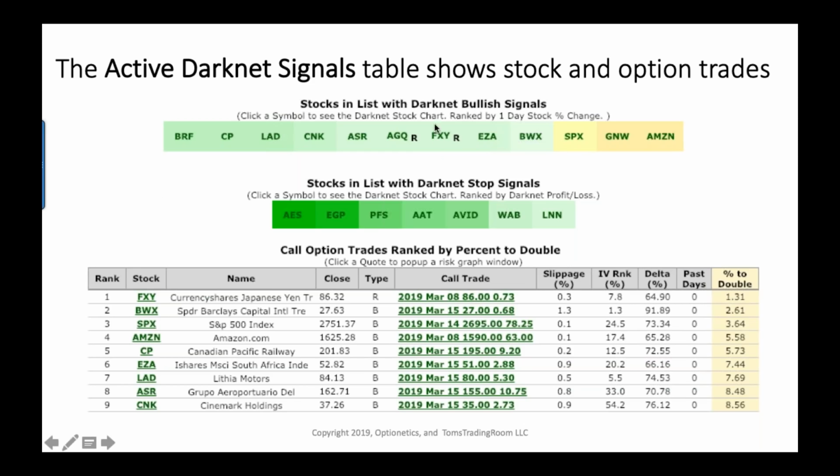Now, what we get are signals that are entries, signals to look at. They call them the list with Darknet bullish. And then we have the stocks in the list with stops. These are stocks that are now out. When you see green on the screen, green is good. These were stocks that all said get out today, and you can see really green to a little bit of green. I think that's Lennar over there, and that was one we were looking at about a month ago. I think we started looking at Lennar, and it's done very well.